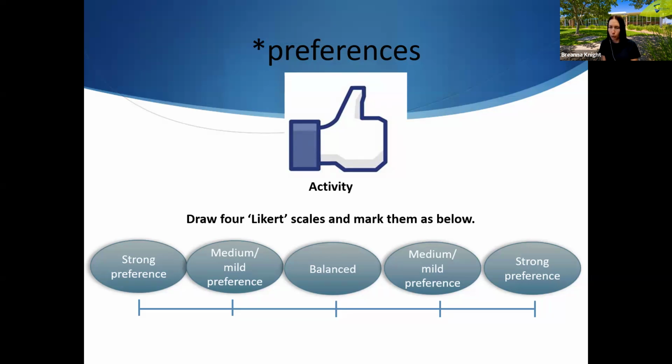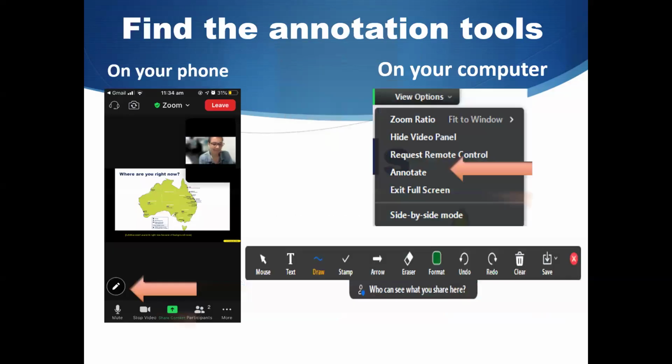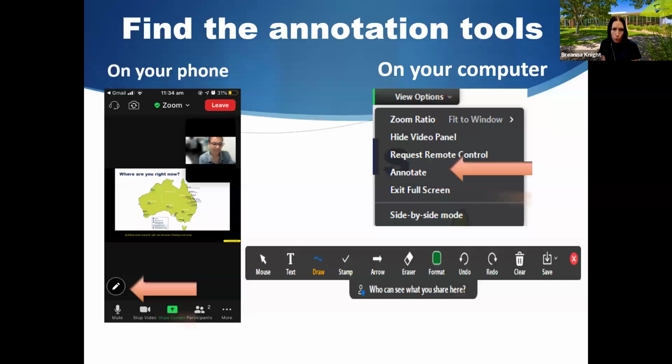Now, you can also play along with me here and do it on the screen. So if you've all got your Zoom tools there, here's a bit of an instruction. You can find the annotate tool. If you're on a phone, it might be down the bottom, that picture of a pencil. If you're on a computer, you might need to go to view options and then annotate, and it should come up with a little bar. If everyone just wants to do me a favor, and if you want to play along on the screen, see if you can put some stamps or stickers on the screen with the annotate tool. Let's have a play.